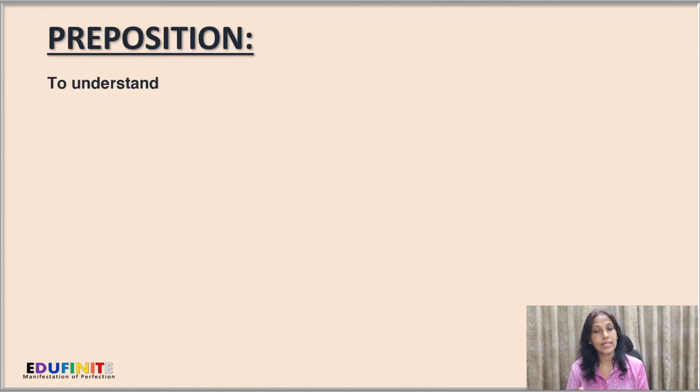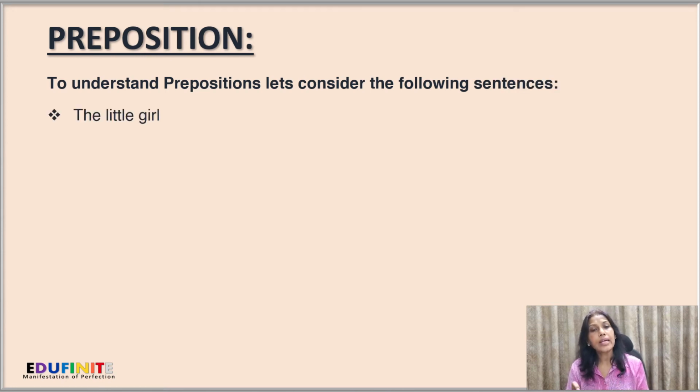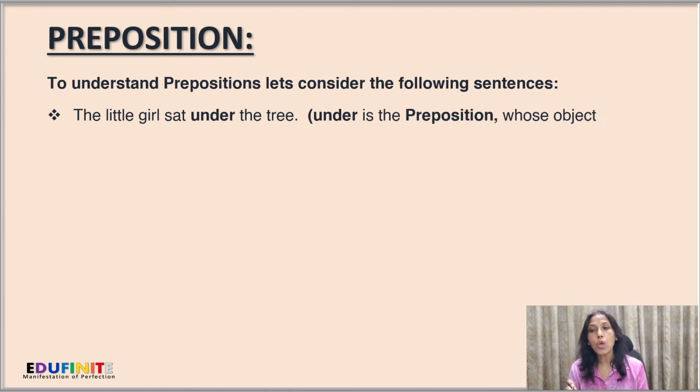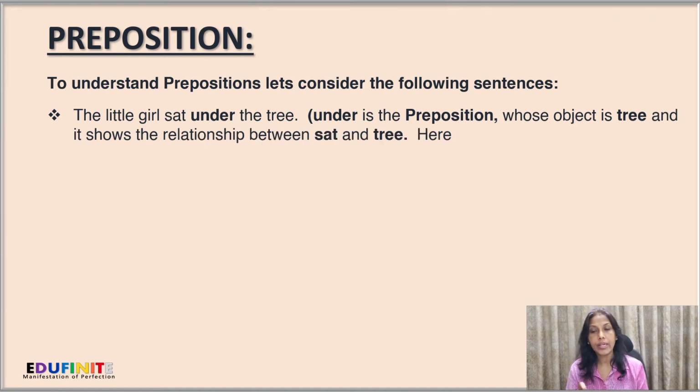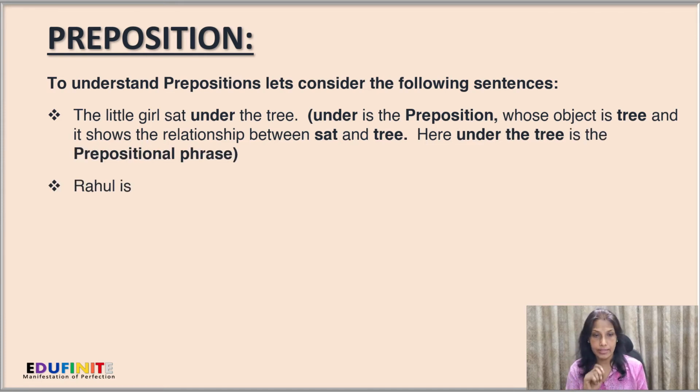Now, to understand prepositions, let us consider the following sentences. The little girl sat under the tree. Under is the preposition whose object is tree, and it shows the relationship between sat and tree. Here, under the tree is the prepositional phrase.